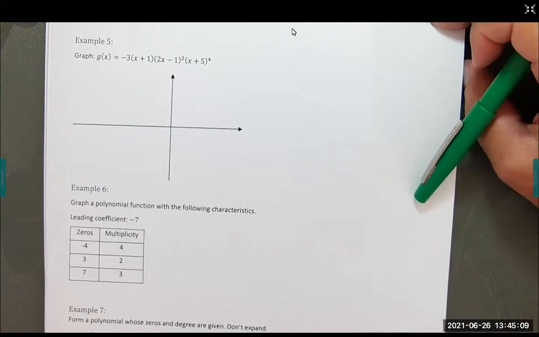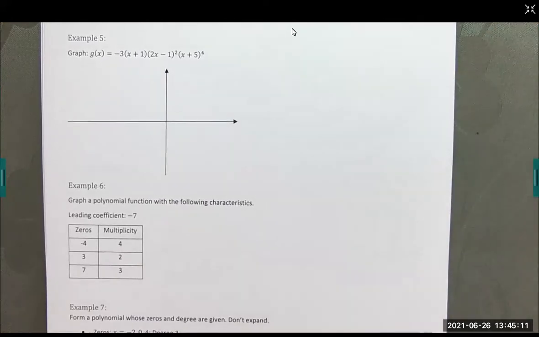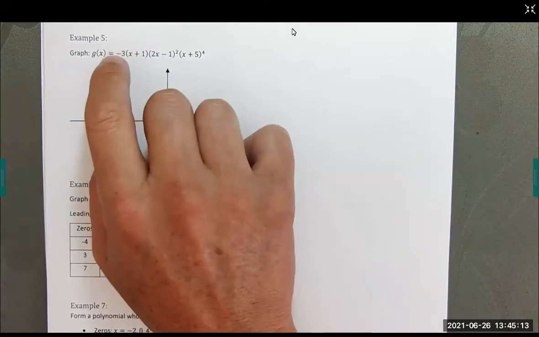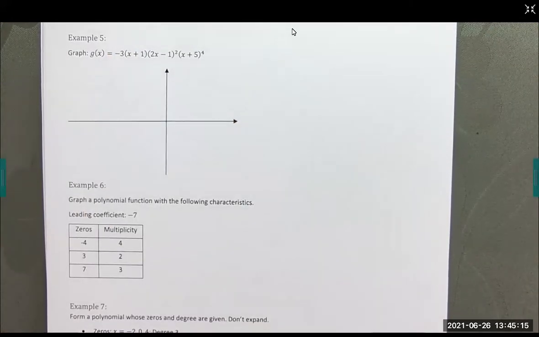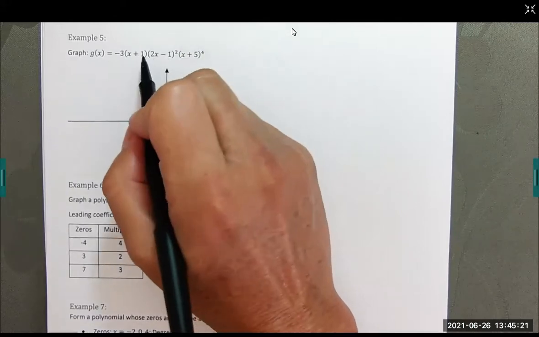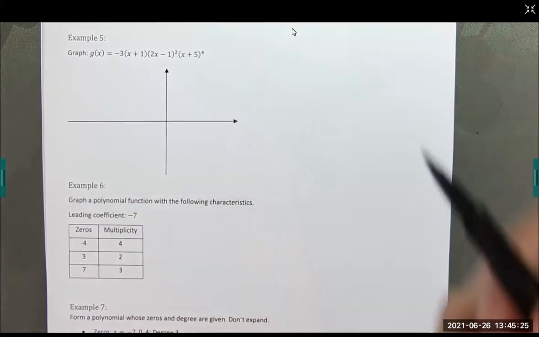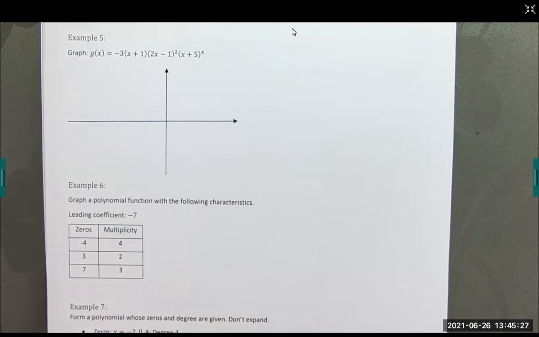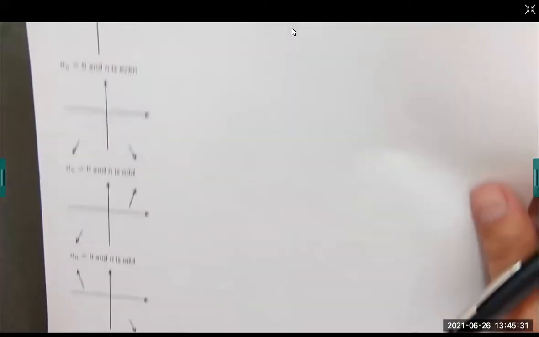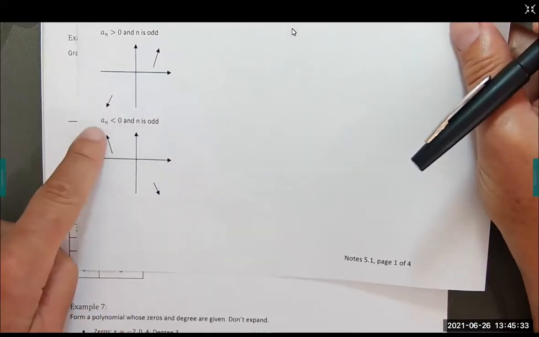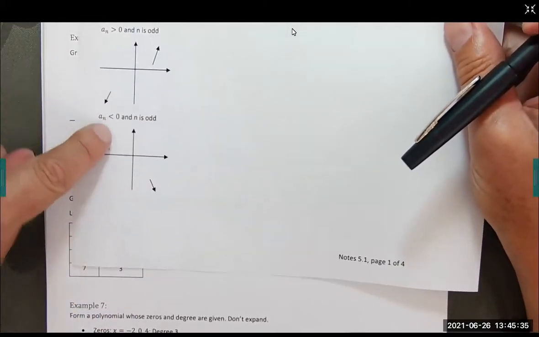All right, example 5. So we're gonna do another one. Now notice the lead coefficient here is negative. And let's see what degree we have here. We have 1, 2, 3, 7. So 7th degree. So this is an odd degree with a negative coefficient. So odd degree, negative lead coefficient. So we're going to start up and we're going to end down.